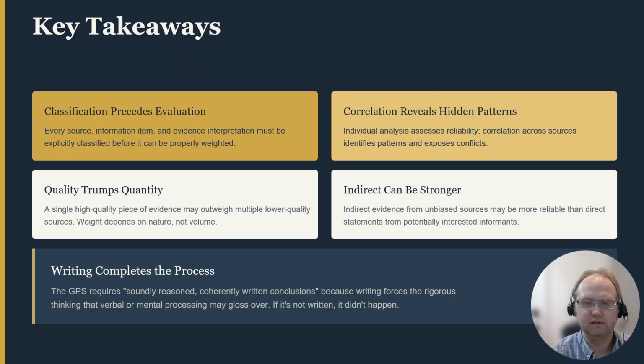And indirect evidence can be stronger. Because it can come from multiple sources that are unbiased or less likely to be biased, it may be more reliable than a single direct statement given by somebody that would have bias or reasons to not disclose the truth or the whole truth. You shouldn't assume that direct's always better.